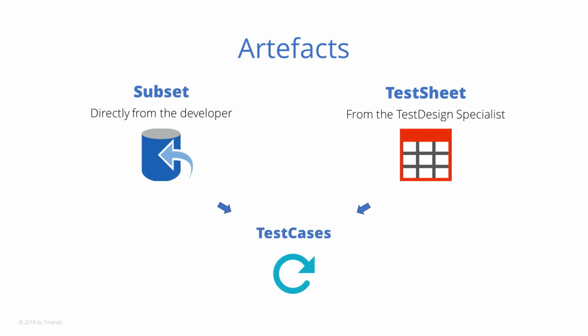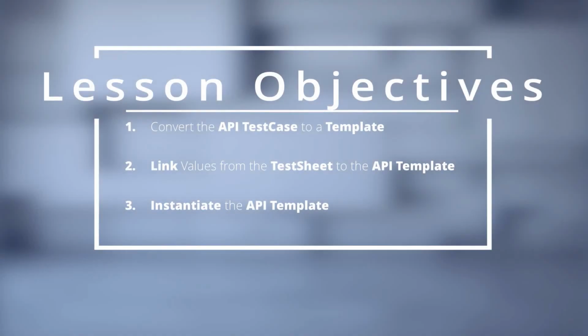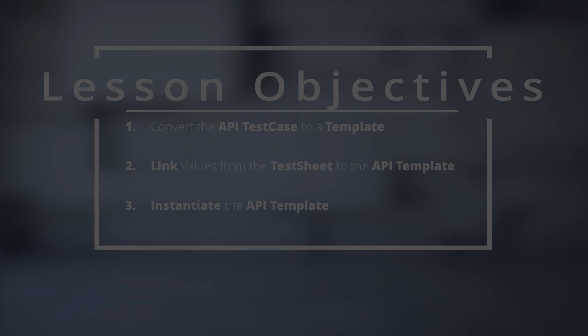In this lesson, we'll explore the differences and similarities between UI and API testing practices within Tosca. By the end of this lesson, you will be able to convert the API test case into a functioning template, link values from the test sheet to the API template, instantiate the API template, and run the template instances.